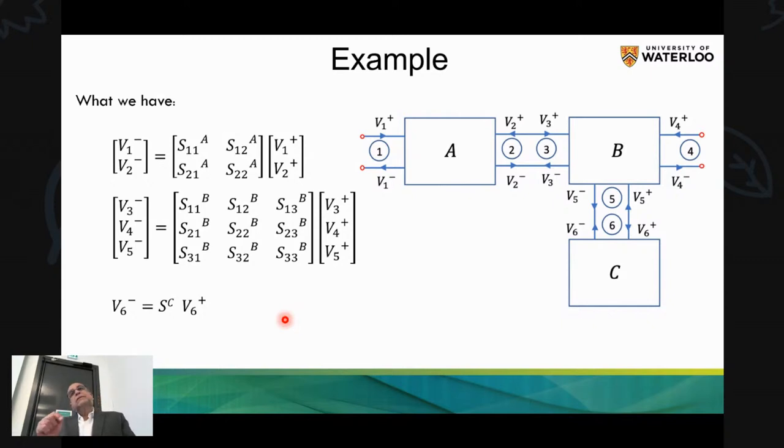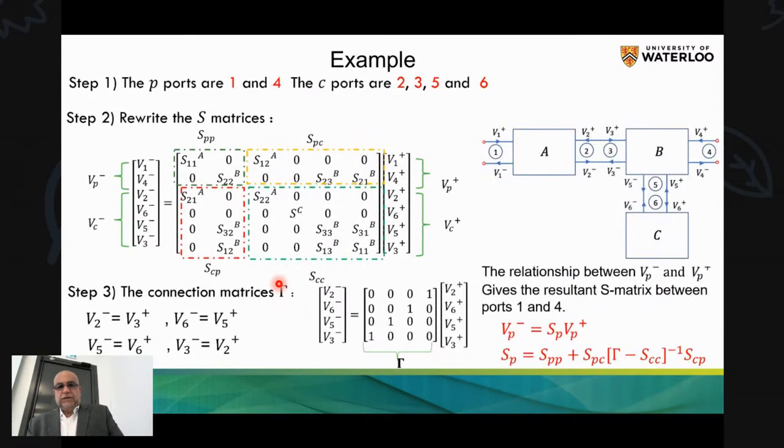Now, step two, I'm going to write these six equations, arranging the same equations, but in a way such that I'm going to make the external ports at the top and the internal ports at the bottom. Does anybody have an objection? No, I'm just writing the equations as they are.